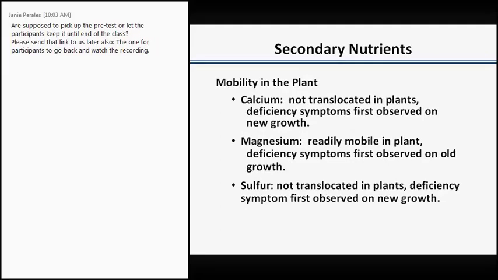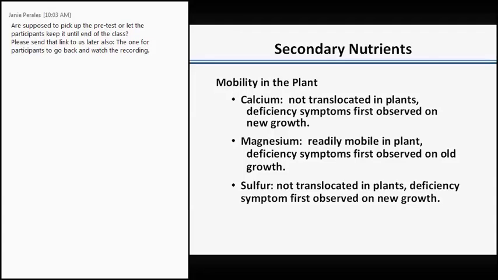Mobility in a plant. Calcium is not translocated in plants. And so you will see this first of all in the new growth. So this is the first one that we've had that is not mobile in the plant. All the other macronutrients have been very mobile in the plant, but calcium is not.